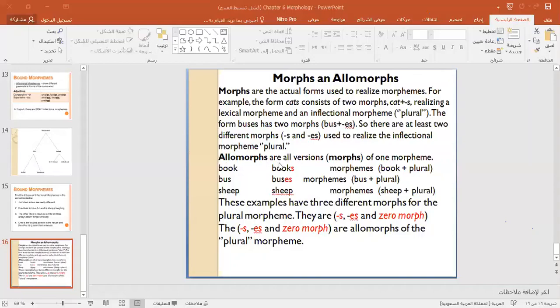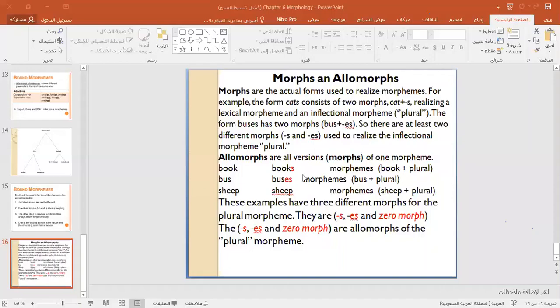What about allomorphs? Allomorphs are all versions of one morpheme. You got it? For example, we have the plural morpheme. The word books has book plus s. How many morphs does it contain? Two. Buses, how many morphs does it contain? Two, bus plus es. Sheep, how many morphs does it contain? One, that is only sheep.